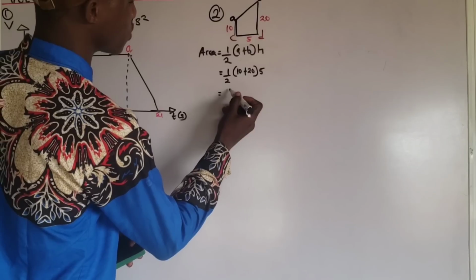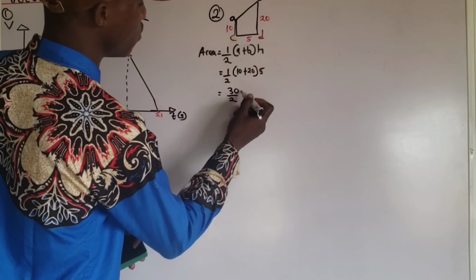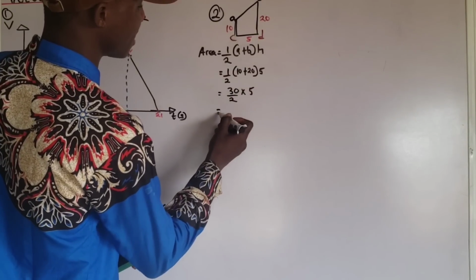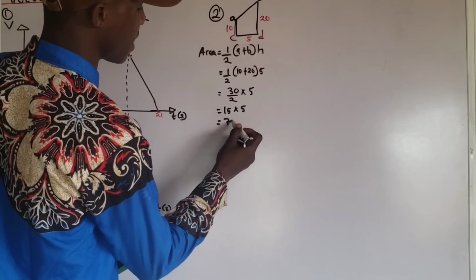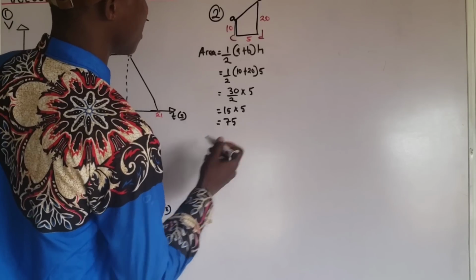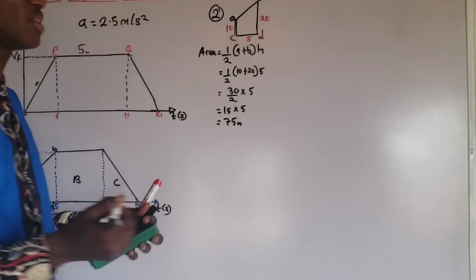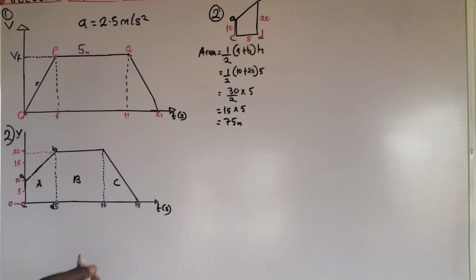So the area is equals to 30 all over 2 multiplied by 5. Okay? That is 15 multiplied by 5. 15 times 5 is 75. So this is 75. Now, because we are dealing with distance, we are going to put it in meters, okay? So now, that is the first section on this velocity time graph. Now, let us proceed to the second section.